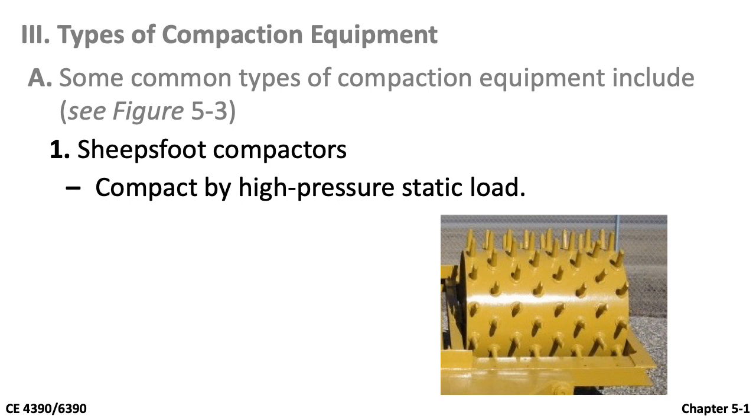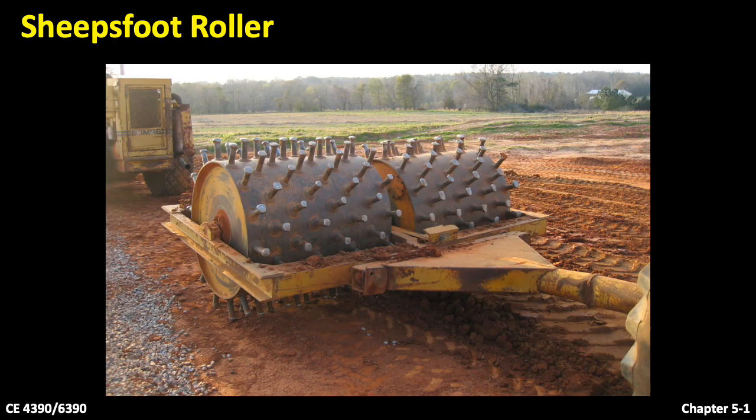Again, compactors are typically classified based on the type of roller. This picture here shows a sheep's foot compactor. It creates compaction by high-pressure static load. Caterpillar says this roller can compact up to 8-inch lifts. This is a picture of a sheep's foot roller.